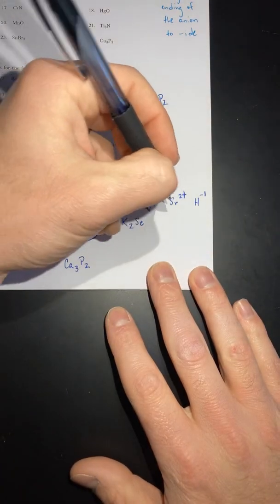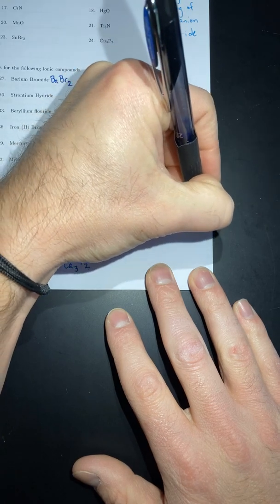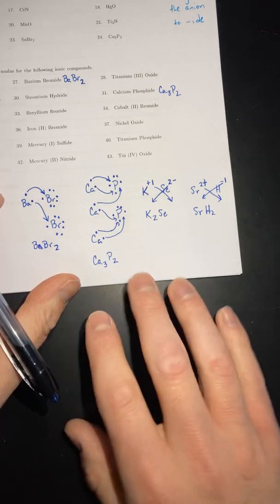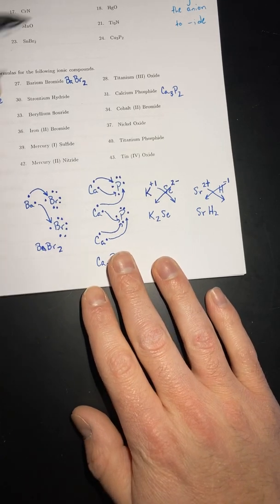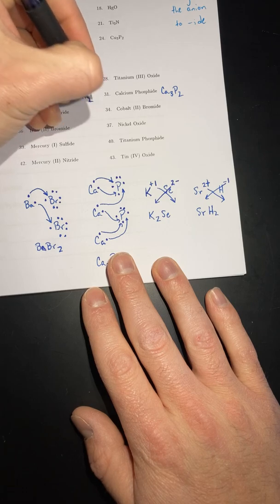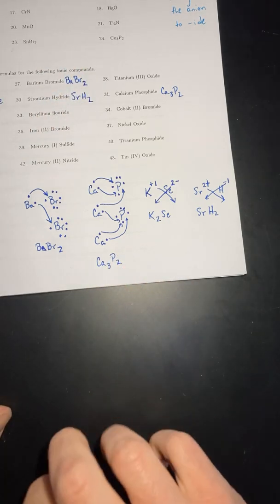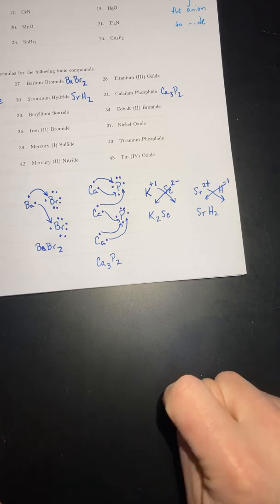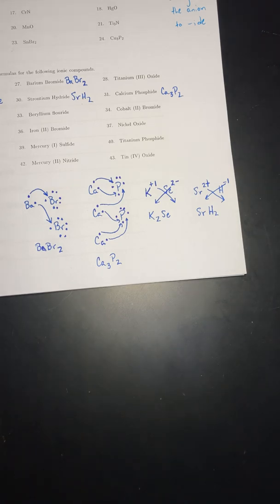Okay? So we crisscross the numbers. Strontium gets the 1, hydrogen gets the 2. And that's going to be our formula, SrH2. All right, everybody with me so far? All right, there are a couple of real simple exceptions to this rule. Times when crisscrossing is not going to completely work. And here's a couple of examples.